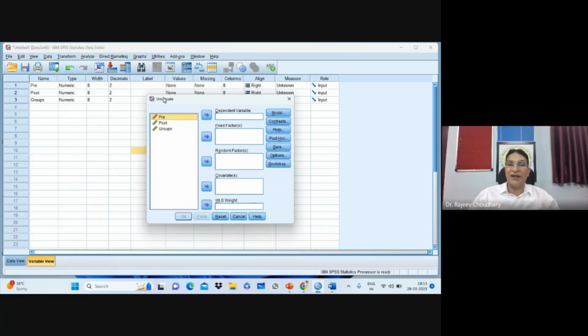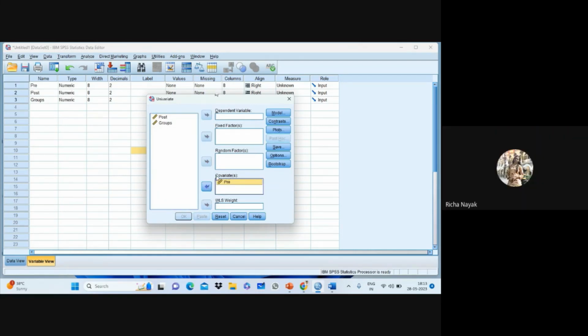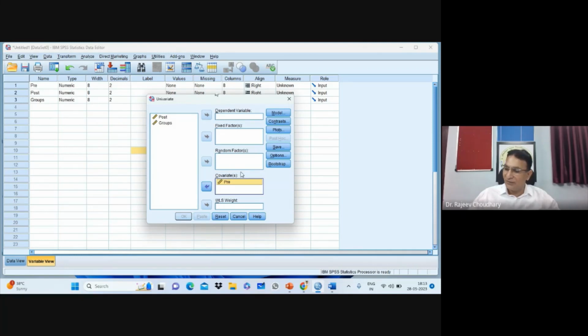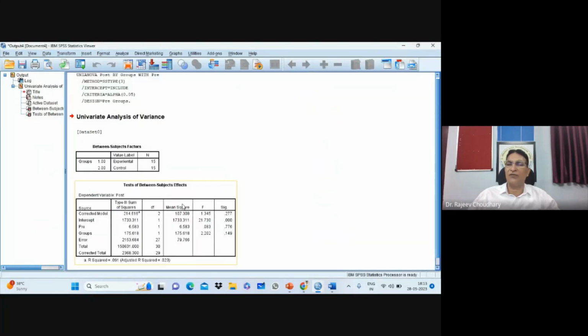That will be considered as covariate. So bring this pre into the covariate. We will eliminate this effect. Is it okay? Yes, sir. Post is known as the dependent variable and group is known as the fixed factor. Click on OK. The results will be in front of you.